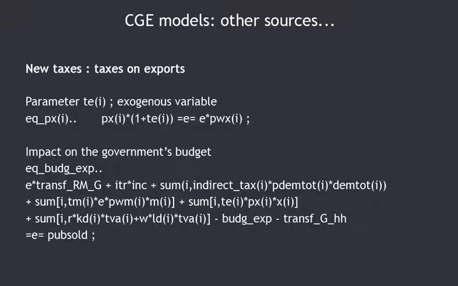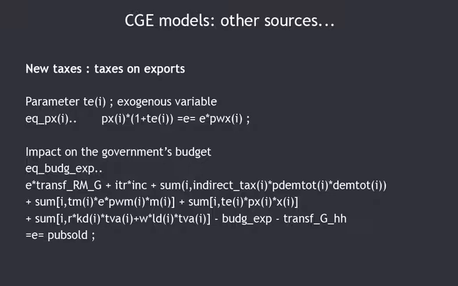I remind you that an export tax creates a gap between local and world prices, so that the local price of exports is lower than the world price, the difference making it possible to pay the tax. This obviously has an impact on the government's budget, so these are the new equations for the government's budget.